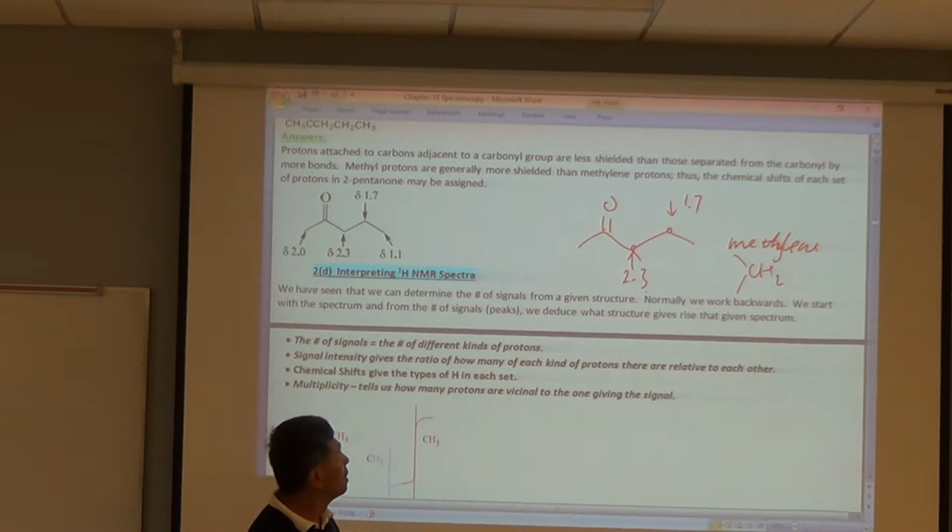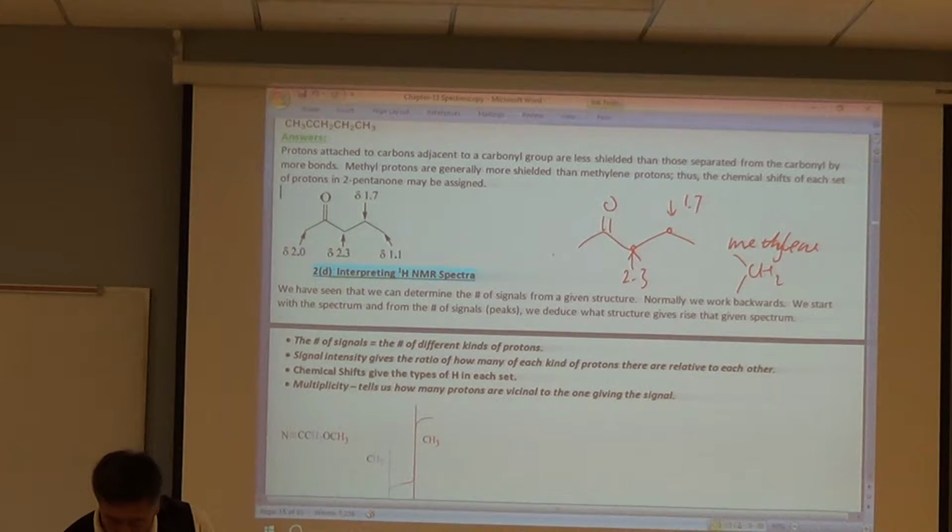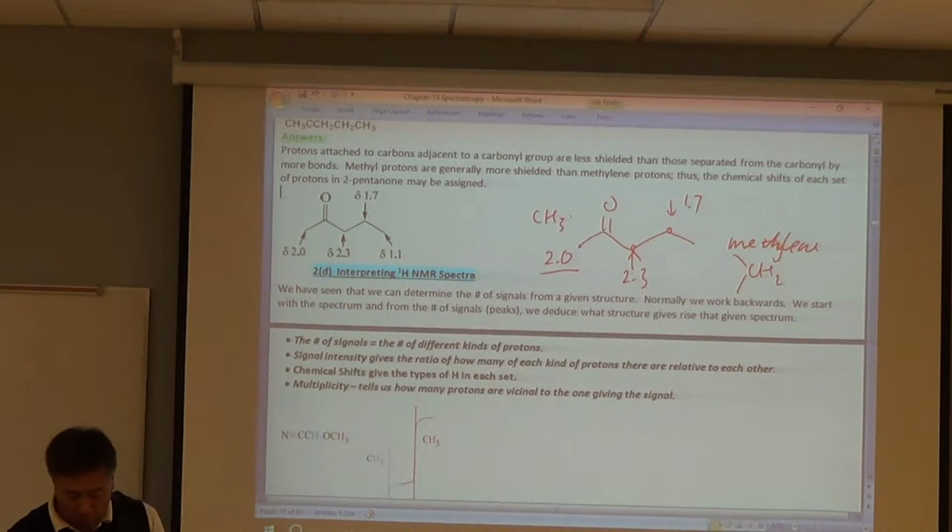Without the other. 2.0. Yeah, why? 2.0. So usually this guy is CH3. So CH3 is usually more shielded than those. The 2.3 is CH2. This also CH2, this also CH2. CH2 here, and CH2 here, and this is CH3. I'm just comparing the 2.0 and the 2.3.